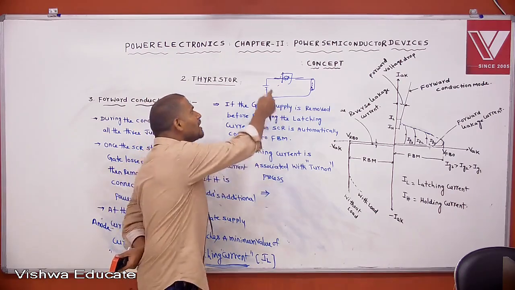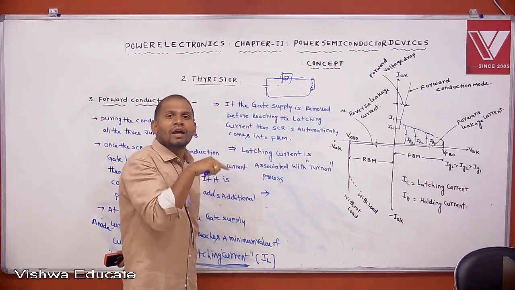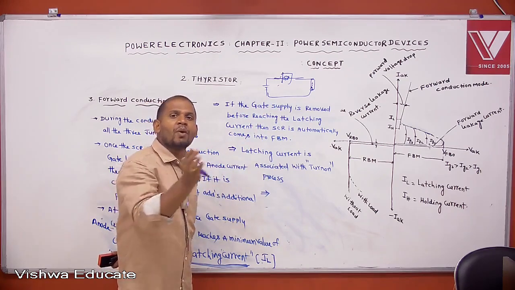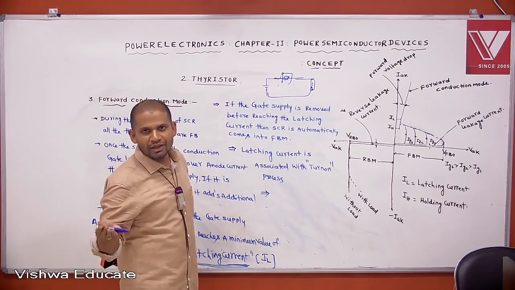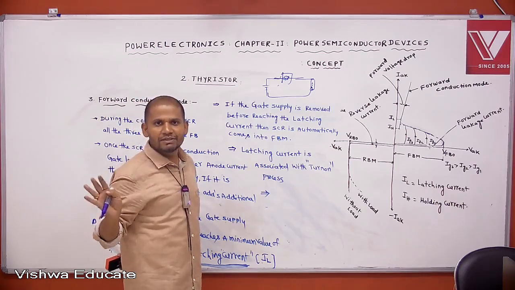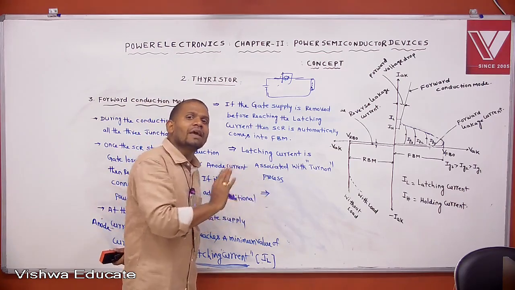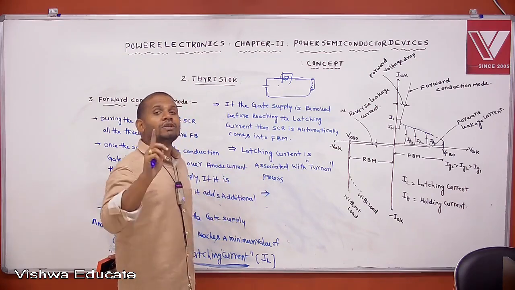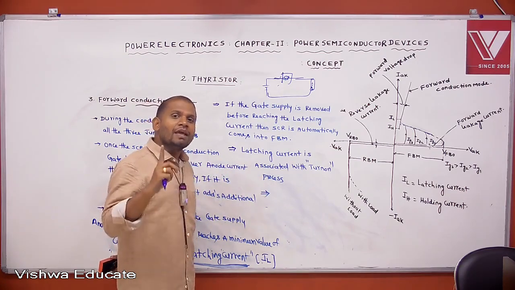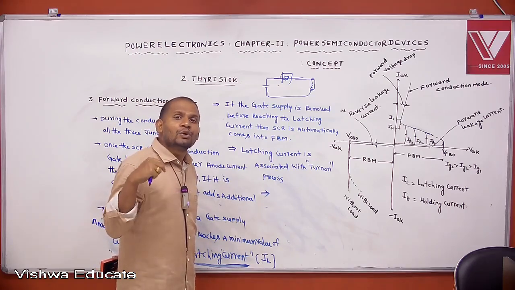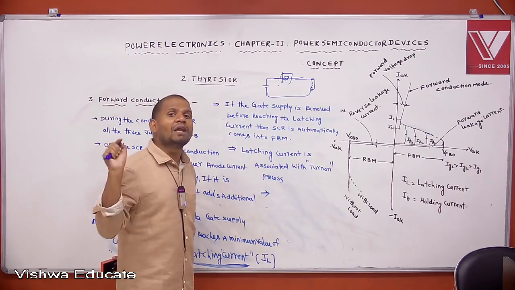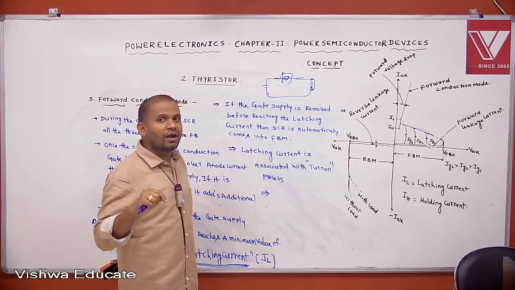If the available supply is DC, in order to turn off the SCR, an external power supply or an external circuit can be used. That is called forced commutation. In detail about that, later on I will discuss. But here I am explaining how the thyristor is turned off. To turn off the thyristor, a reverse voltage is applied and the current through the SCR is reduced below a minimum value of current. That current is called holding current.